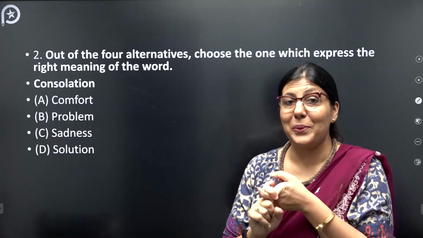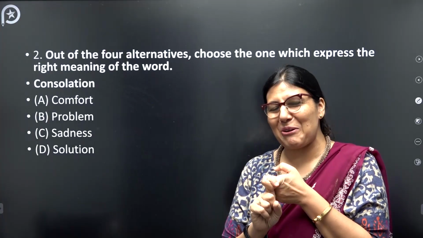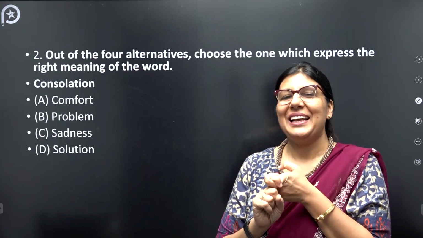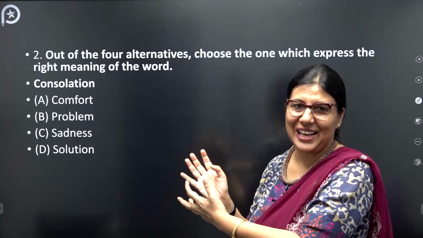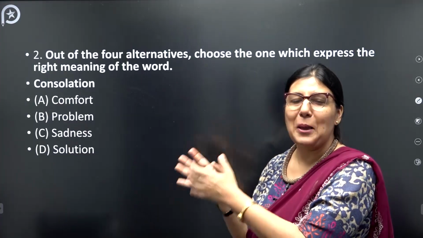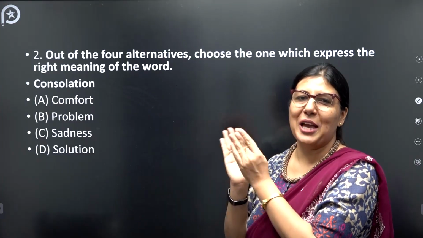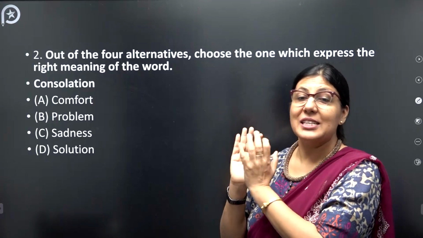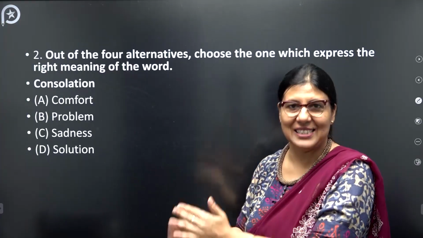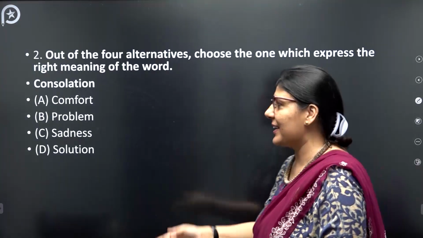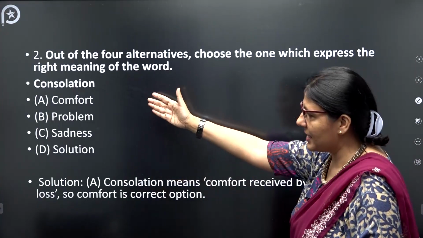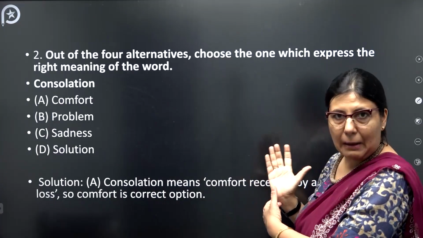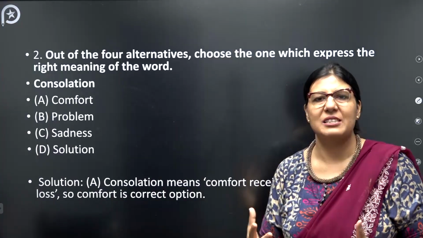Now by doing this second question, have you got the grip of what is going to happen? Your vocabulary has to be strong. These are vocabulary based questions and we are doing questions which are synonyms, which have the right answers, which have the meaning to it, right? Let's see the answer, and the answer which you see over here is comfort. So consolation means giving comfort to somebody, just satisfying or pacifying somebody.